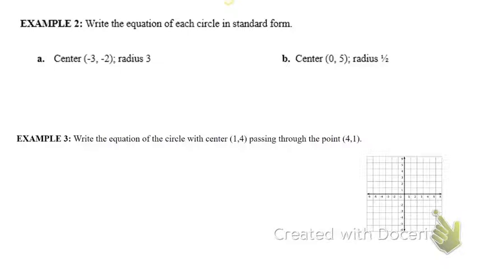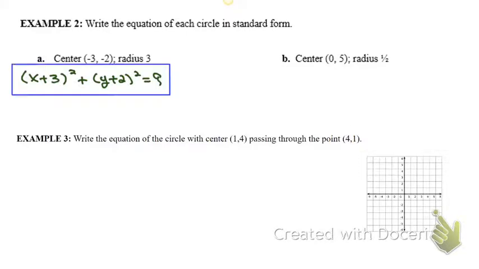Okay, for example A, we have a center of (-3, -2). So we're going to substitute those values into our equation. It's going to be x minus -3, so that's really going to be (x + 3) quantity squared, plus the quantity y minus -2, which we were just going to write as (y + 2) quantity squared, equals 3 squared, which is 9.